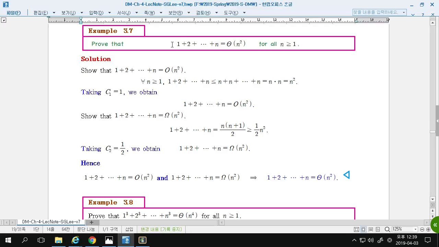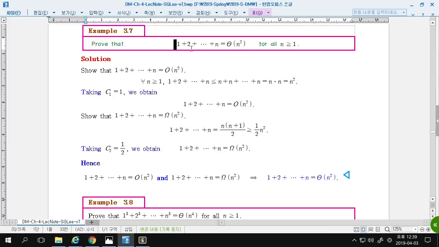Next, more simple. The summation of i from 1 to n is theta of n squared for all n bigger than or equal to 1. In order to show this, 1 plus 2 plus up to n is less than or equal to n plus up to n, which is n times n, which is n squared.